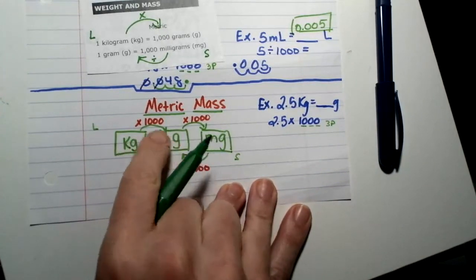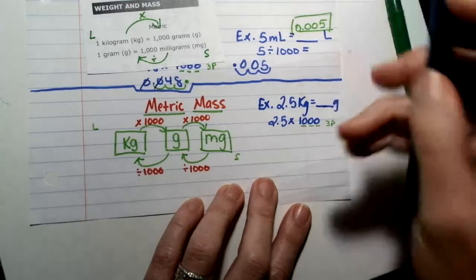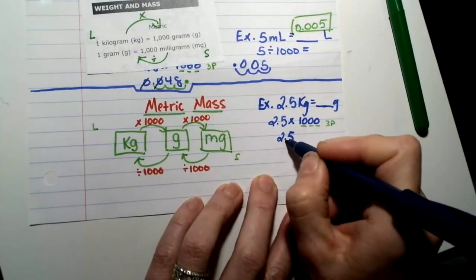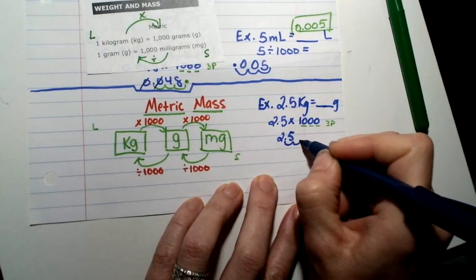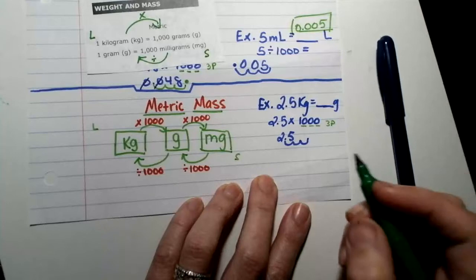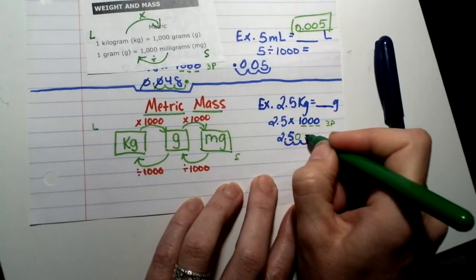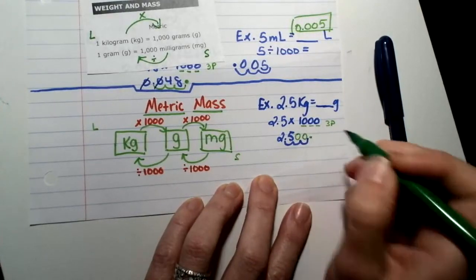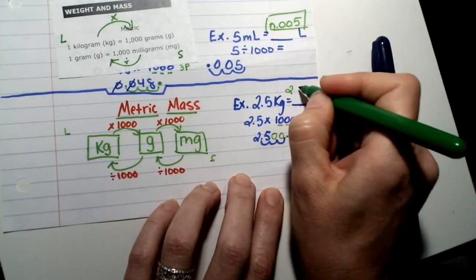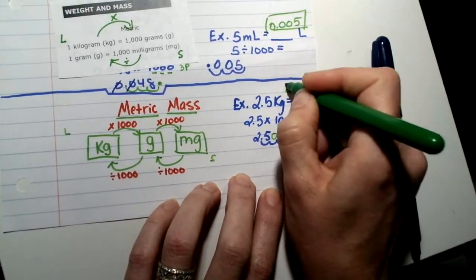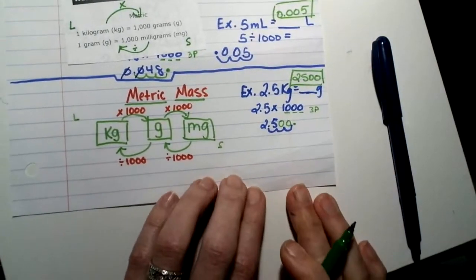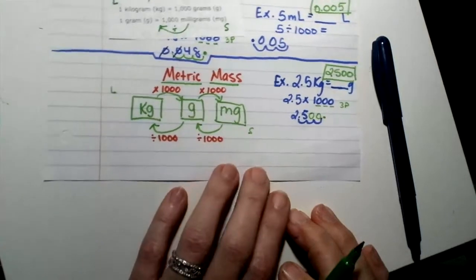This 1,000 has 3 zeros in it, so it's going to be 3 place value movements with that decimal. Since we're going larger to smaller, that decimal is going to move to the right. So I'm going to take 2 5/10. I'm going to move it 1 place value, 2 place values, 3 place values. I'll fill in those new place values with zeros. That decimal is going to end up there. So that means my final answer will be 2,500 grams.